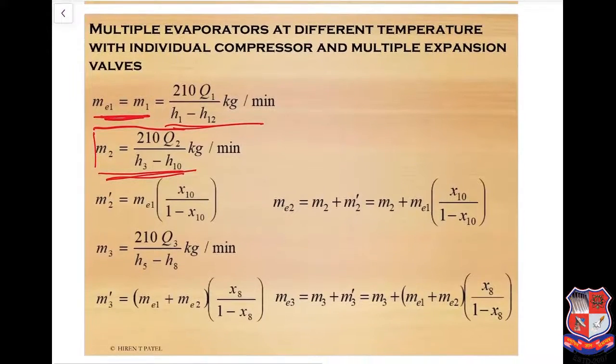So the vapor that is generated by Me2 is already calculated in M2, but the vapor that is generated by Me1 is M2 dash. So M2 dash will be Me1 into x10 divided by 1 minus x10. So this is the mass of vapor that is generated by the M1. So total Me2 is M2 plus M2 dash.